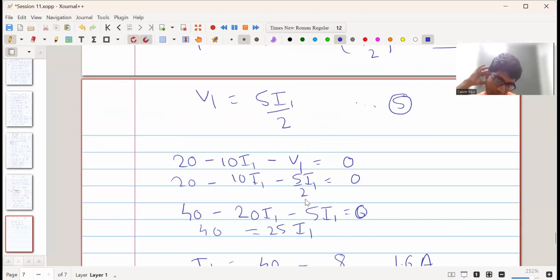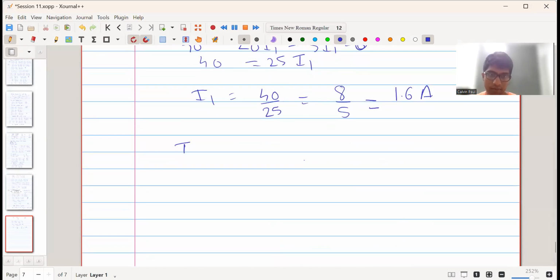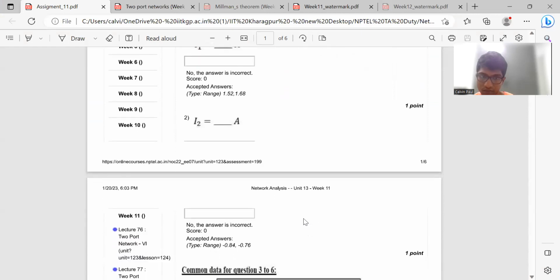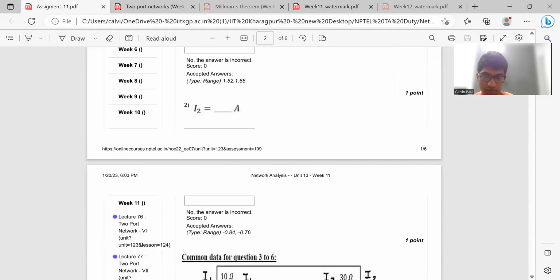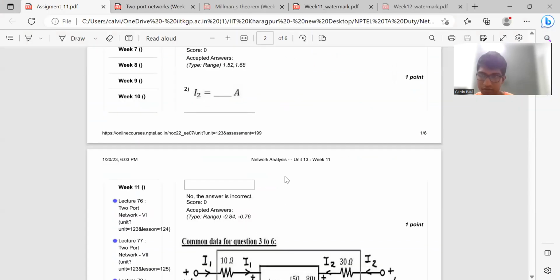Similarly, we know that I1 is equal to minus 2 into I2. So I2 is equal to minus I1 upon 2, which is equal to minus 1.6 upon 2, which is equal to minus 0.8 ampere. So we get I2 is equal to minus 0.8 ampere, and when we check the answer, it is in the correct range. Okay, so thus we have solved this question 1.